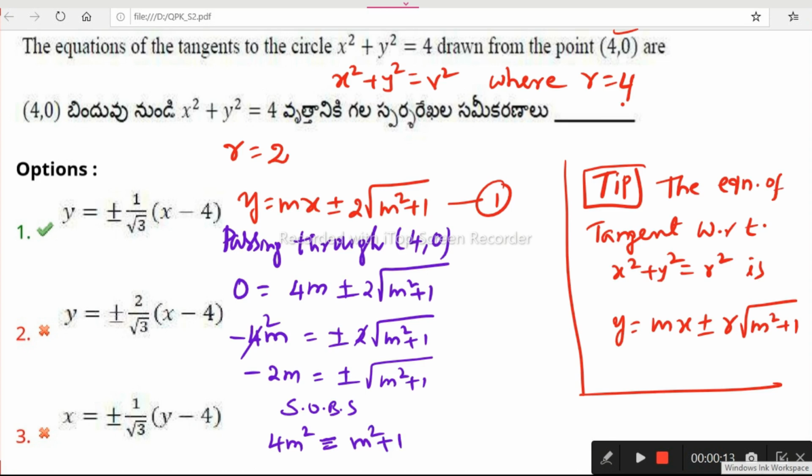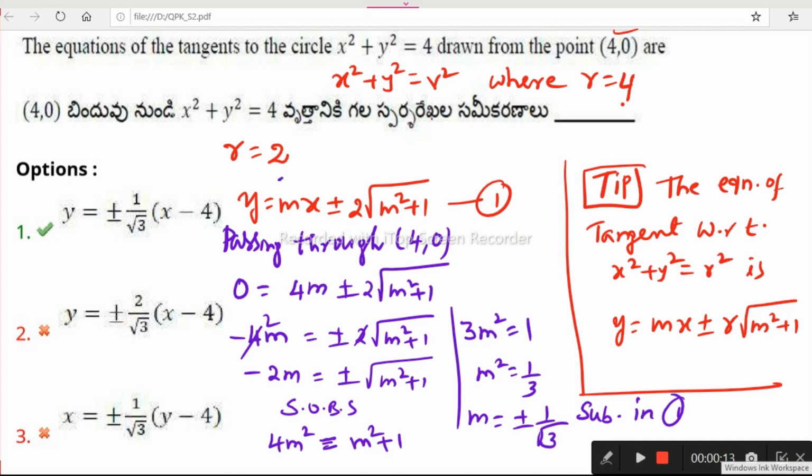Therefore, what you can get: 4m square plus 3m square, that is 3m square is equal to 1. We can get m square is equal to 1 by 3. So m is equal to plus or minus 1 by root 3. What is the m value? Plus or minus 1 by root 3. Substitute in 1, we can get the required equation of the tangent.